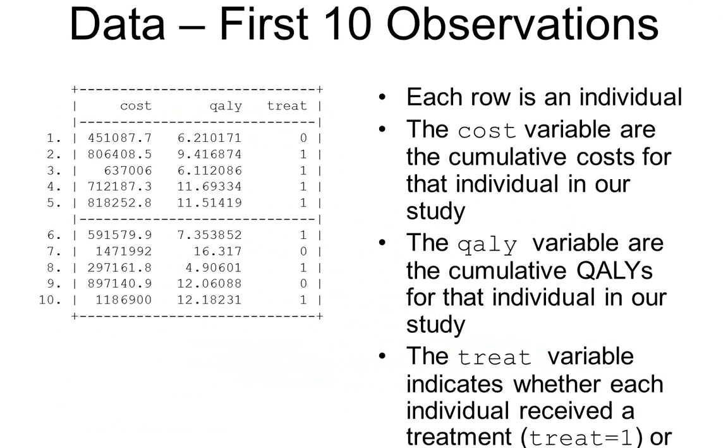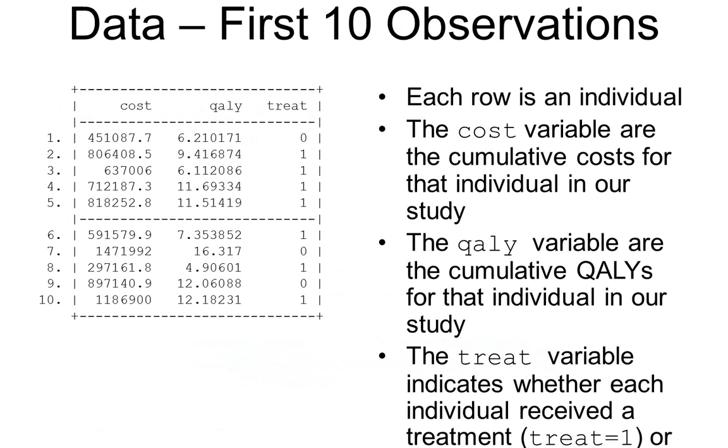There's a variable called cost, and let's say that it represents the cumulative costs for the individual in our study. So for the first person, they accrued costs of just over $451,000. The second person, $806,000, and so on. The second variable is the quality variable, and those are the cumulative qualities for that individual in our study. So person 1 accrues 6.2 qualities, person 2, 9.4 qualities, and so on.